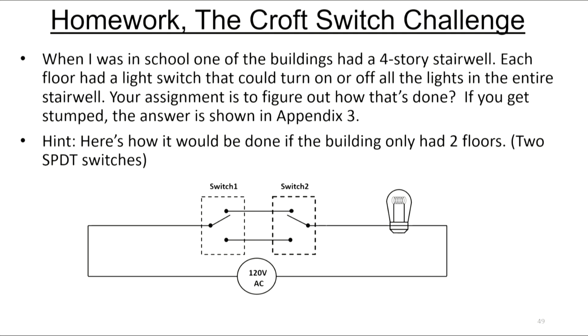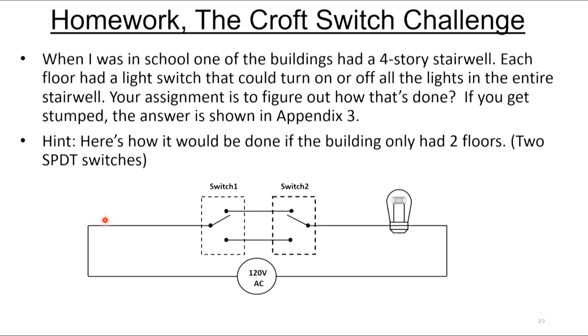When I was in school, there was a building that had a 4-story stairwell, and it had lights in the stairwell and light switches on every floor. And you could turn on and off all the lights in the stairwell from any one of these 4 switches. So your assignment is to figure out how that's done. If you're an electrician, you already know how this works. Engineers, I'm not so sure about. By the way, the answer is back in Appendix 3 if you want to see it.